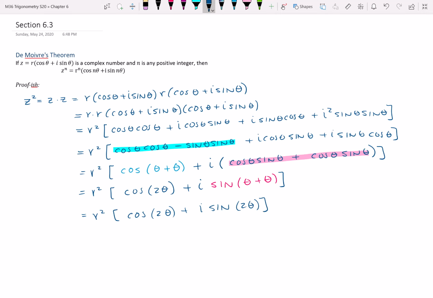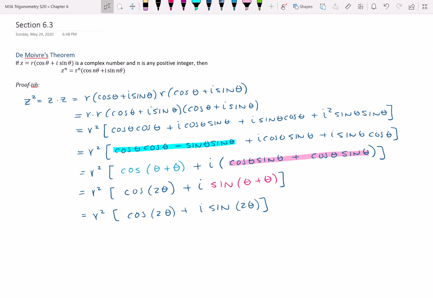So again, I haven't generalized this, but you can already see what's happening here. I call it a proof-ish because it's not actually proving it in general, but you can see that it works for z to the second power. And if you really wanted me to get into it and really do the proof, then just make an appointment with me, and I'll be happy to explain that to you.